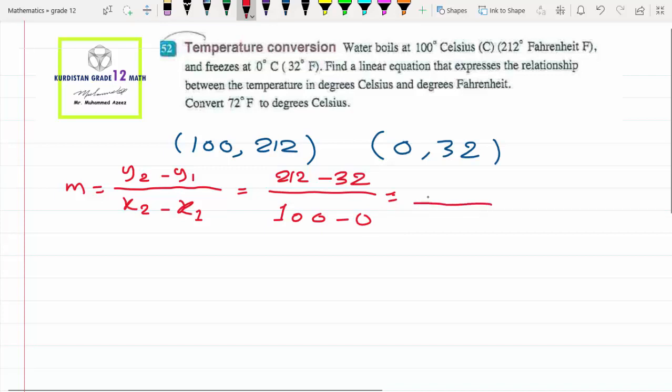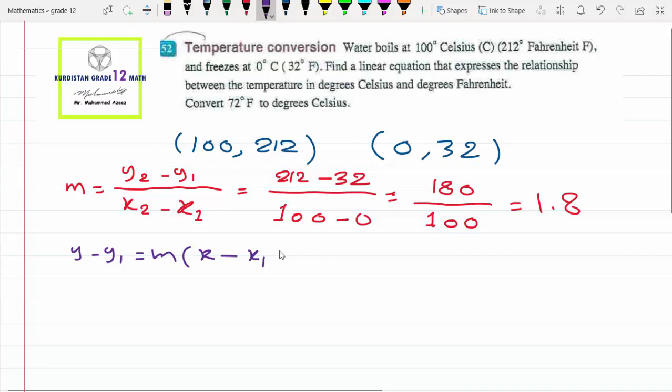212 minus 32 is equal to 180, and 100 minus 0 is still 100. This is the slope for the linear equation that passes through these 2 points. We can simplify this, or you can just leave it as fraction. Now we have the slope, we have points, so easily we can get the equation of the line. y minus y1 is equal to m times x minus x1. For y1 and x1, you are free which point you use. This point looks easier, let's use it.